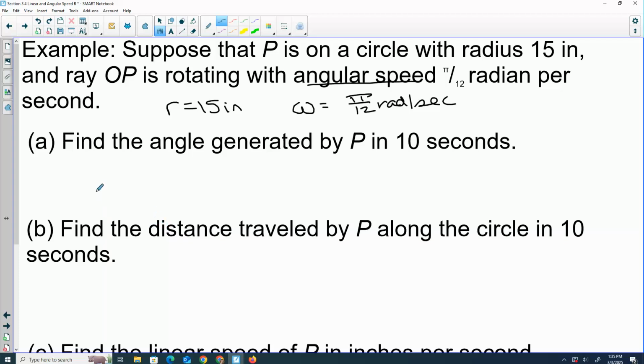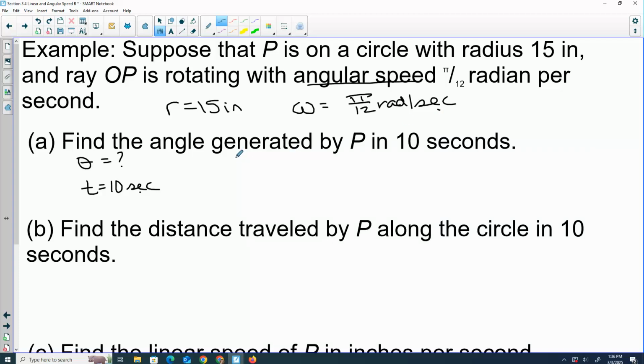So part A, find the angle. If I'm looking for an angle, I'm looking for theta. Generated by P in 10 seconds. So my time is 10 seconds. I like to list everything I have. Whether or not you write units beside these numbers is up to you. I would like for you to put units on your final answer. You should also do a quick check, make sure your units match. Like if one thing was in seconds and one was in minutes, we would need to convert them to match. But we're okay here, everything's in seconds.